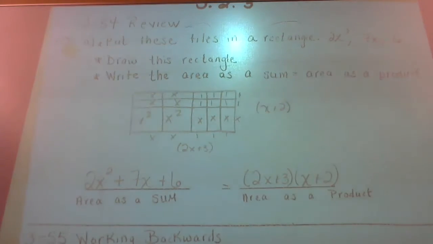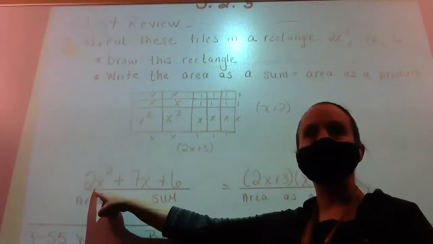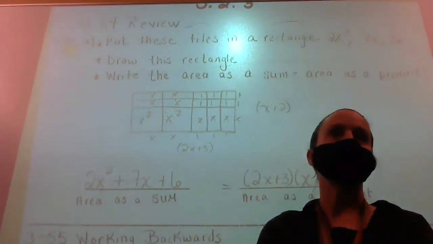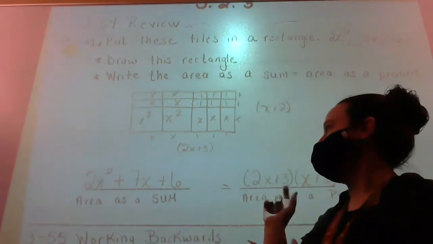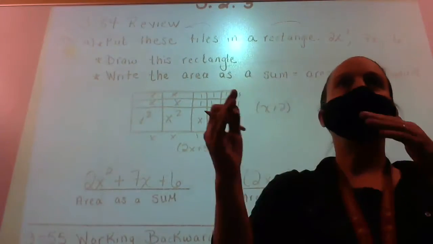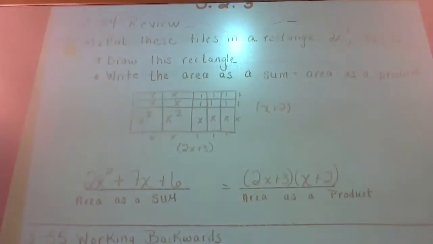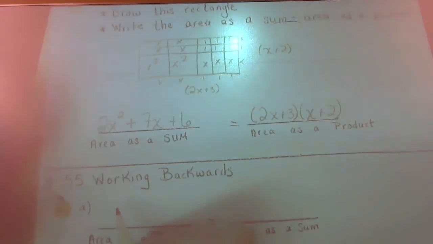Remember, last week I gave you this. I told you, you have 2 purple tiles, you have 7 orange tiles, and you have 6 yellow tiles. Go. And you had to build it. But today, I'm going to give you this. So how is it you're going to work backwards? Well, let's try one. All right. Here is the area as a product.